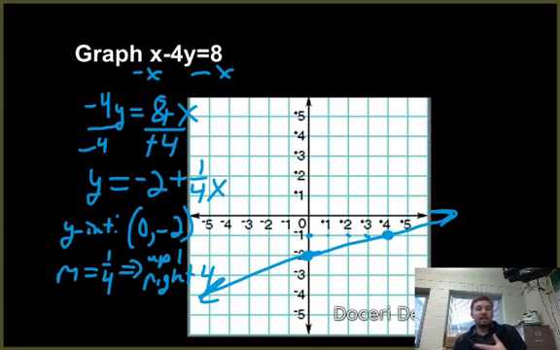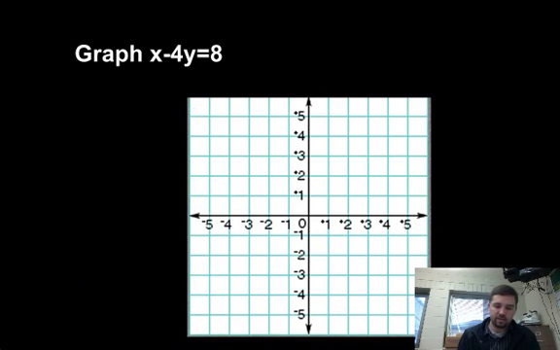Now, if it had been like negative 1 over 4, I would have gone down 1 and right 4, as opposed to up 1 and right 4. Okay, so hopefully we figured that out from the last section on slope, but if not, it's a quick reminder. Okay, let's go to the next slide.